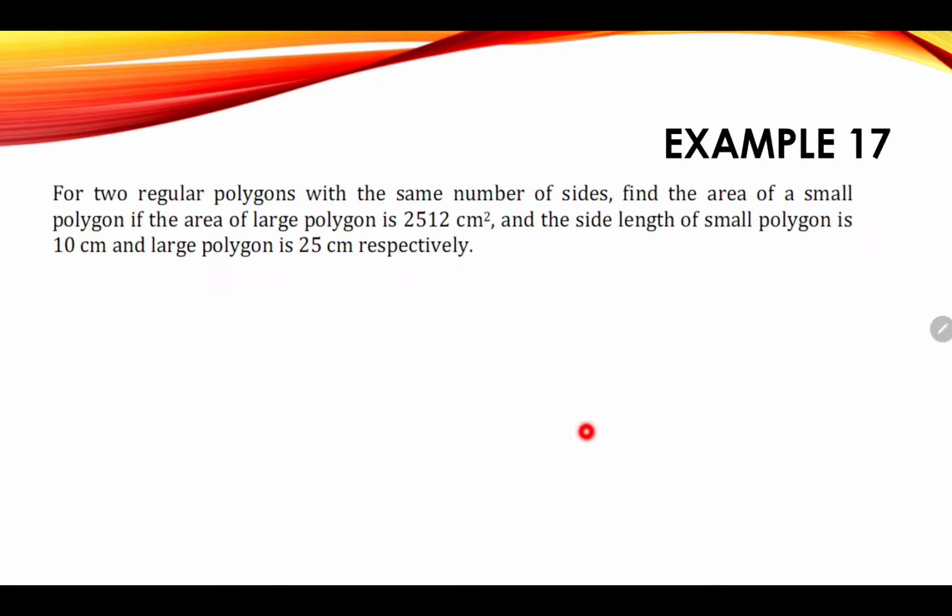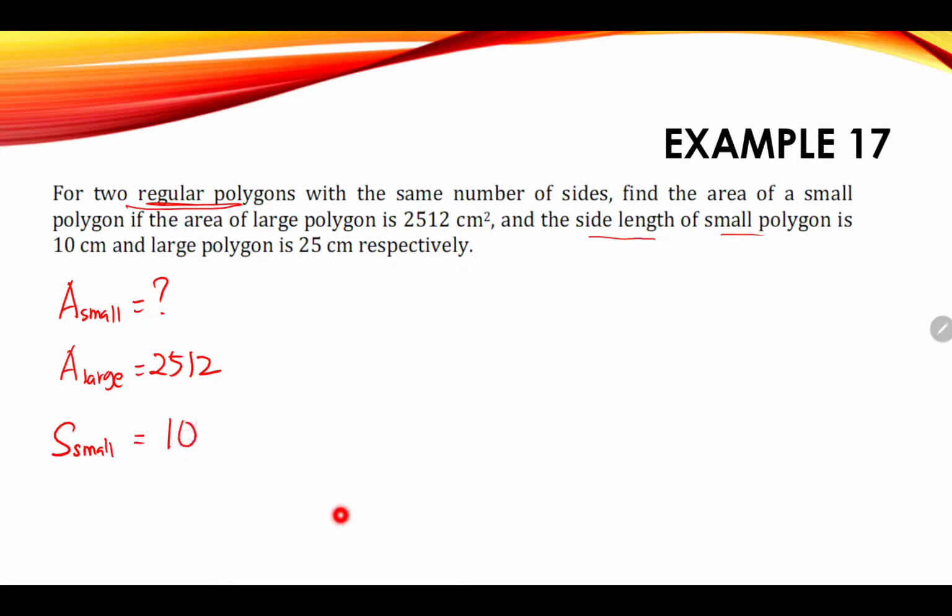And the last one is example 17. For two regular polygons with the same number of sides. Okay, ini pun dia ada mention regular polygon. Find the area of small polygon. Area of small nak cari. If the area of large equals to 512. Side length of small, S small equals 10. S large equals 25. Okay, dia dah bagi ni.